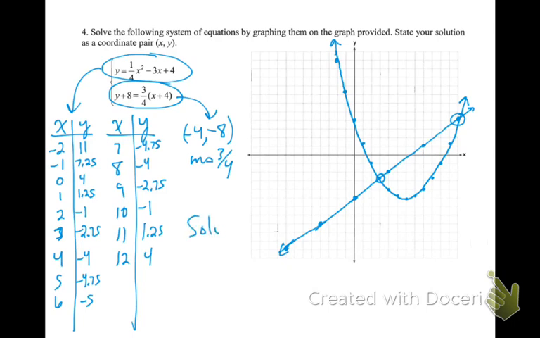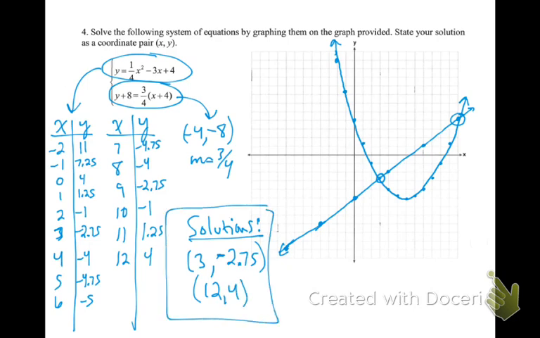So notice the solutions. And notice the solutions can always be found within our table of values. Right? They're going to be found in the table of values for the parabola. And it looks like that first solution is at 3, -2.75. And the last solution is at 12, 4. Okay, and there's your solution to the system of equations. Alright, pause the video now, write down anything you need to before working on the assignment.